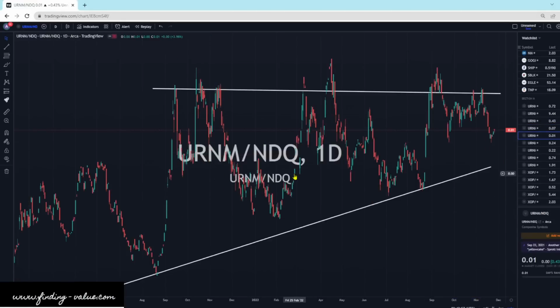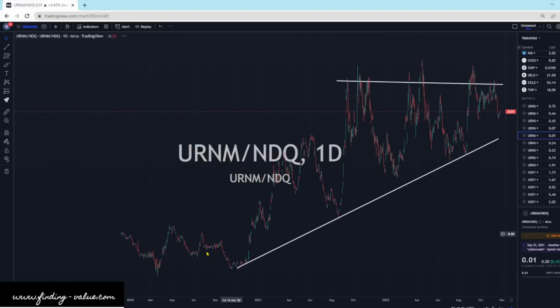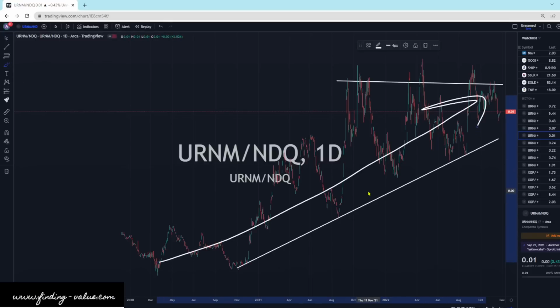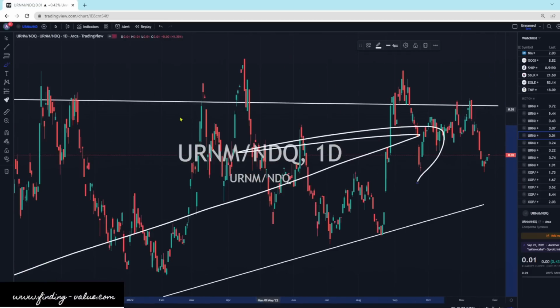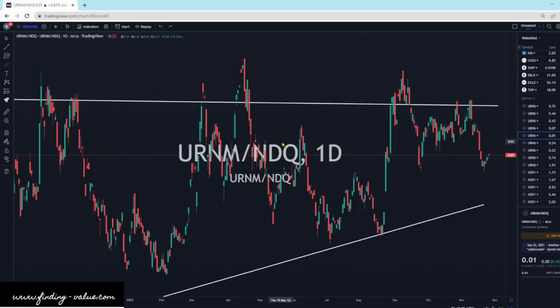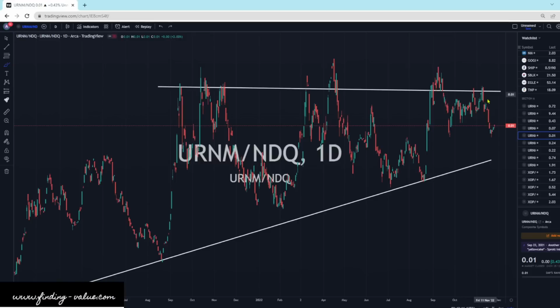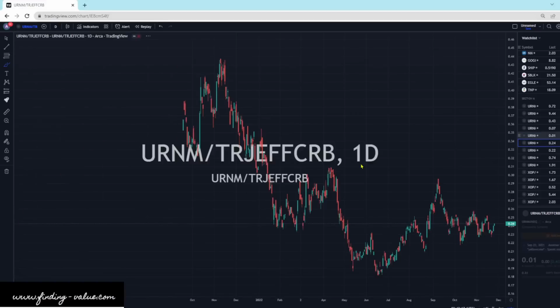We've got URNM versus the NASDAQ, NDQ. And again, this has been an outperformance of URNM the entire time. We'll see if we can break to the upside here. I don't know if we're going to get that. This does look like we've got some momentum to the downside where it could come back down there.